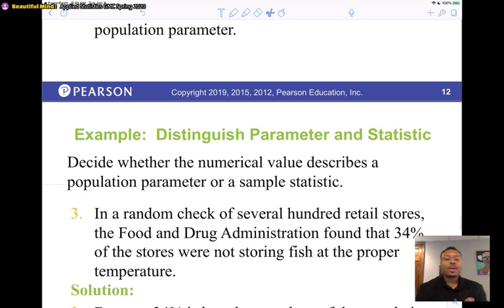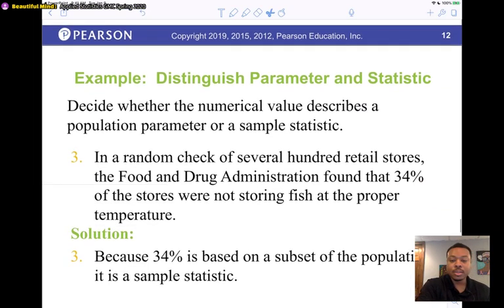In a random check of several hundred retail stores, the Food and Drug Administration found that 34% of the stores were not storing fish at the proper temperature. A random check of several hundred, right? So the population would be all retail stores, but this is only referring to several hundred. So there should be a sample, and so there should be a statistic. This is a sample statistic. Okay? Let's try another one.